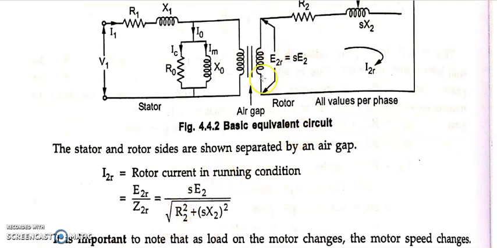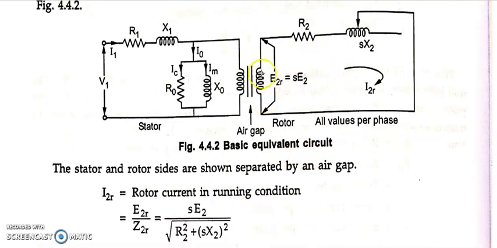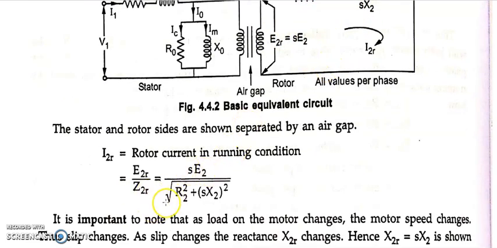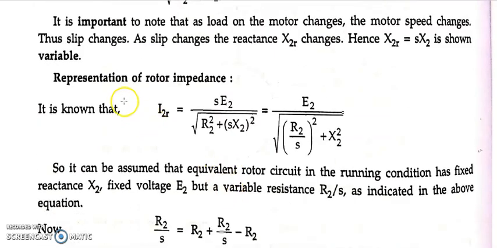If I apply KVL, it will be E2R is equal to I2R into Z2R, where Z2R is R2 plus SX2. If I take the modulus of Z2R, it will be the square root of R2 square plus SX2 whole square. And coming back to this, there is one more way of representing the rotor impedance.